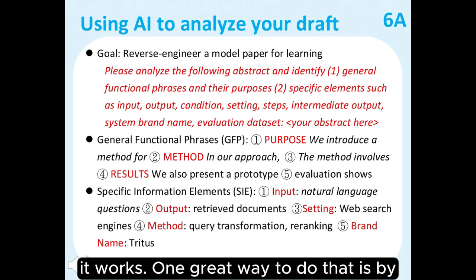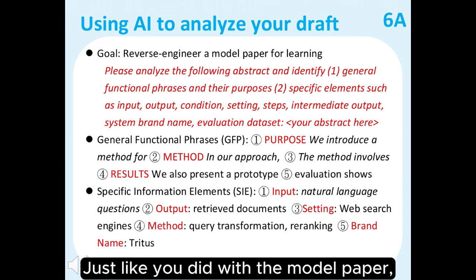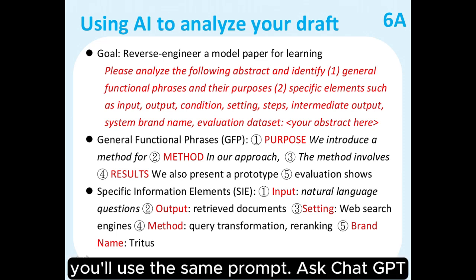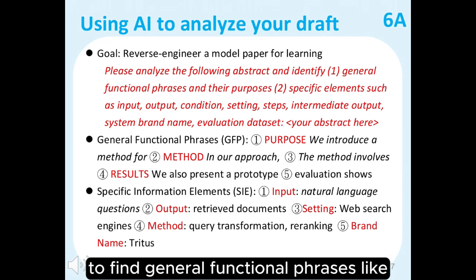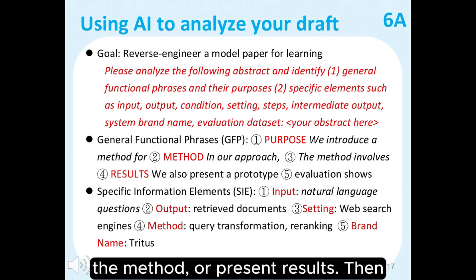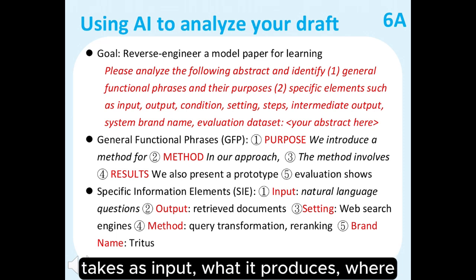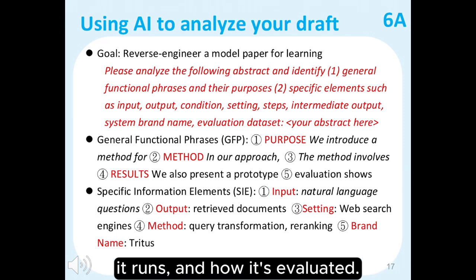Once you've written your abstract, it's time to take a step back and check how well it works. One great way to do that is by using ChatGPT to analyze your draft. Just like you did with the model paper, you'll use the same prompt. Ask ChatGPT to find general functional phrases like where you state the purpose, describe the method, or present results. Then check if all the key content elements are there. For example, what the system takes as input, what it produces, where it runs, and how it's evaluated.